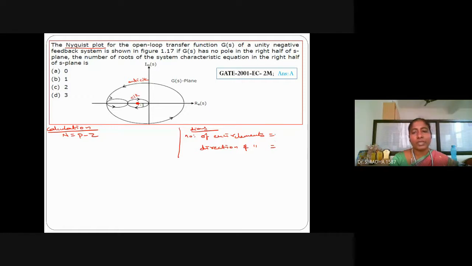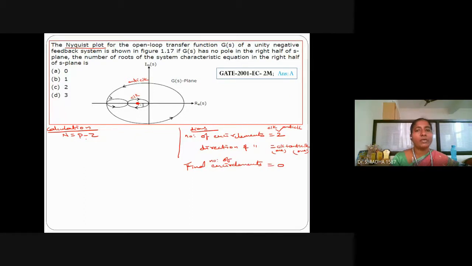So the number of encirclements is 2: one clockwise encirclement and another anti-clockwise encirclement. Two encirclements are there, so they will get neutralized. Two means how? One is clockwise, another one is anti-clockwise, so they neutralize. Final encirclements nil, 0. Final number of encirclements 0. This is our conclusion from the diagram.